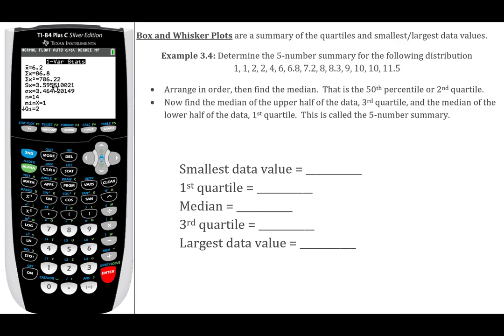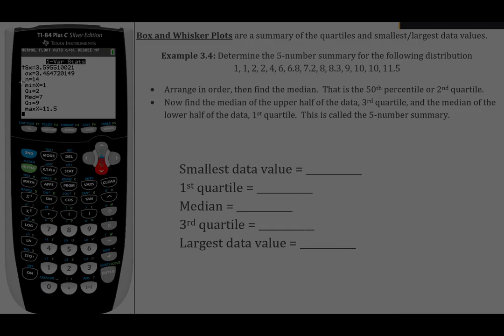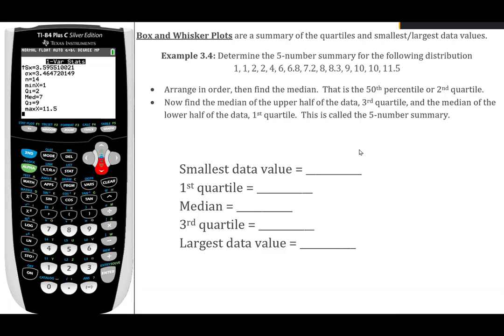And this display will show us all kinds of information. It shows us the mean, standard deviation, which we haven't gotten to yet. The sample size is 14, the minimum, first quartile. And if we use the down arrow, we can see the rest of the 5-number summary. I'm going to take a quick screenshot of this. So we have the 5-number summary over here. All right, cool. Let's get rid of that.